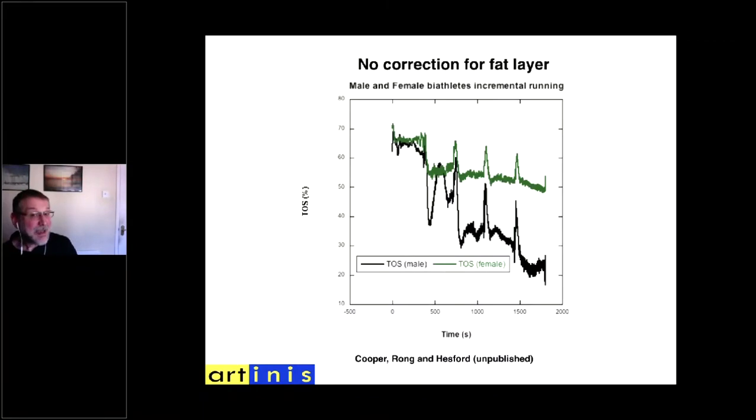And it does matter. This is not the MOXIE. This is data I collected using a Portamon, but actually it wasn't using the Portamon algorithm at all. It was just using it to make the measurements. I was comparing male and female biathletes, so these were fit individuals. They were doing treadmill running at different intensities, and you can see as they went to higher intensities on the right-hand side of the graph with longer time, they were desaturated. But there's quite a big difference between the males in black and the females in green.